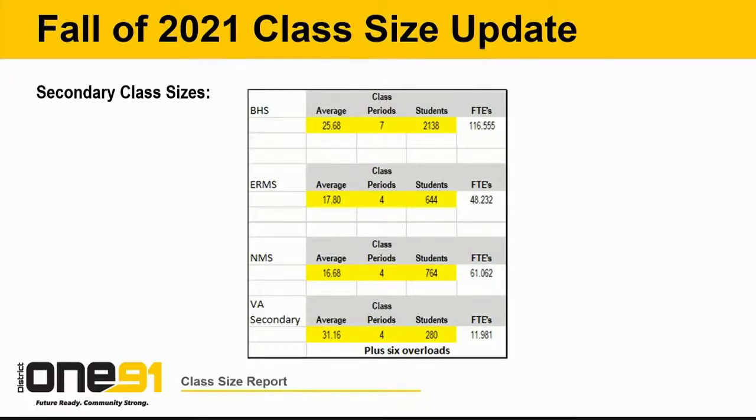VA secondary, I have just under 12 FTEs for 280 students, teaching 3 of the 4 classes, or 5 of the 7, for an average of just over 31. Okay? I put underneath the VA plus 6 overloads. And the next slide I'm going to show you is our enrollment trend for VA at the secondary level. I might as well show you, then I can just remember the 6 overloads.